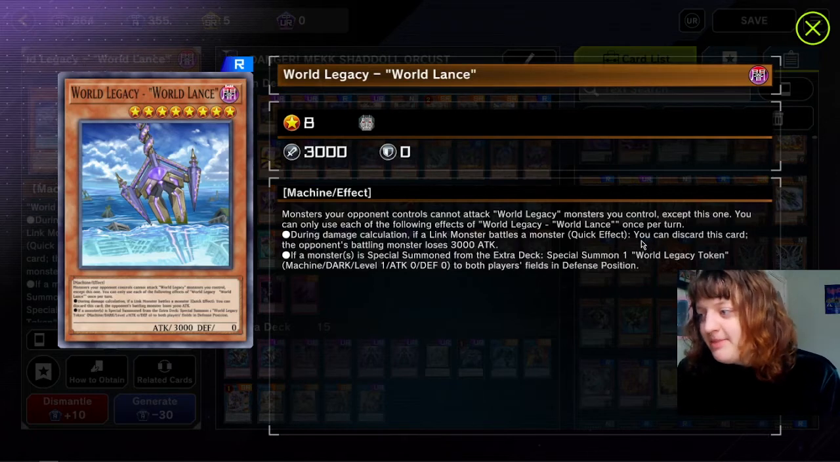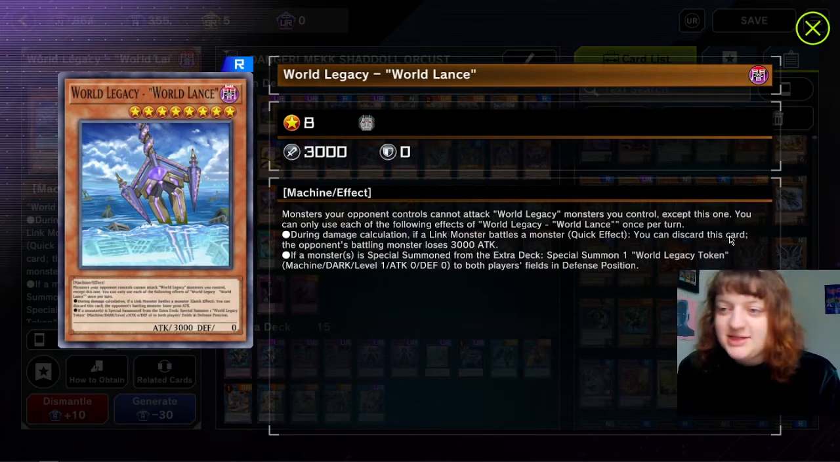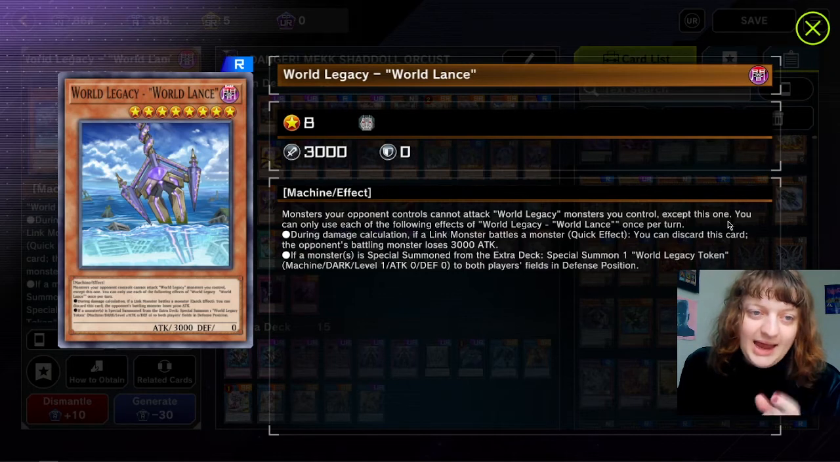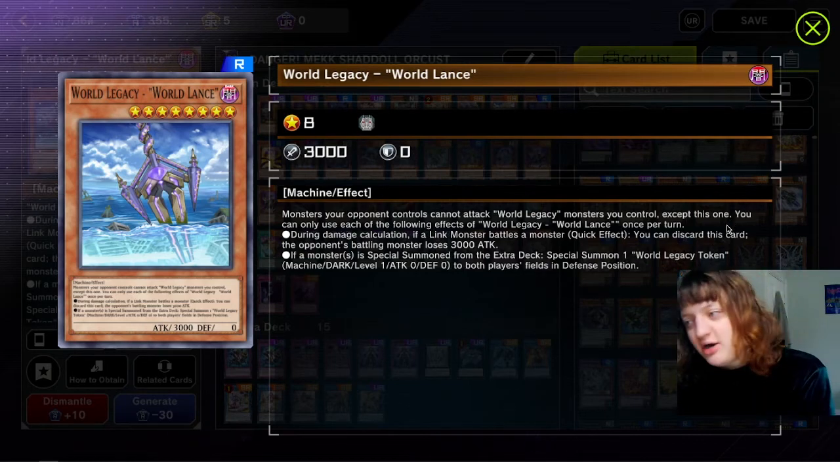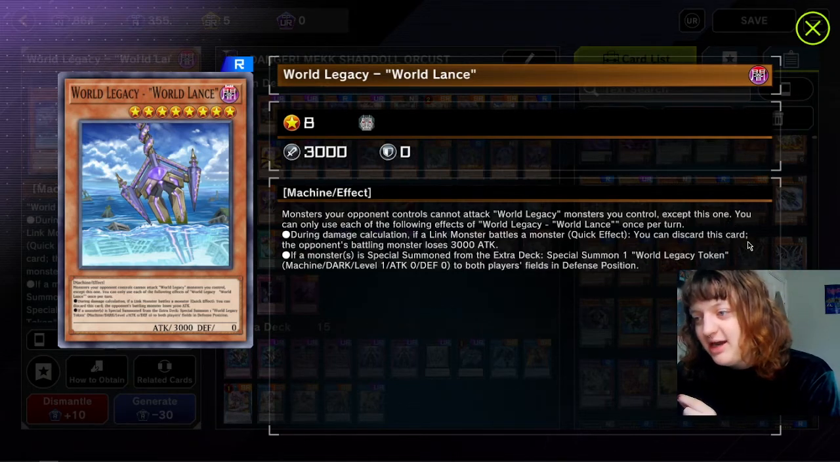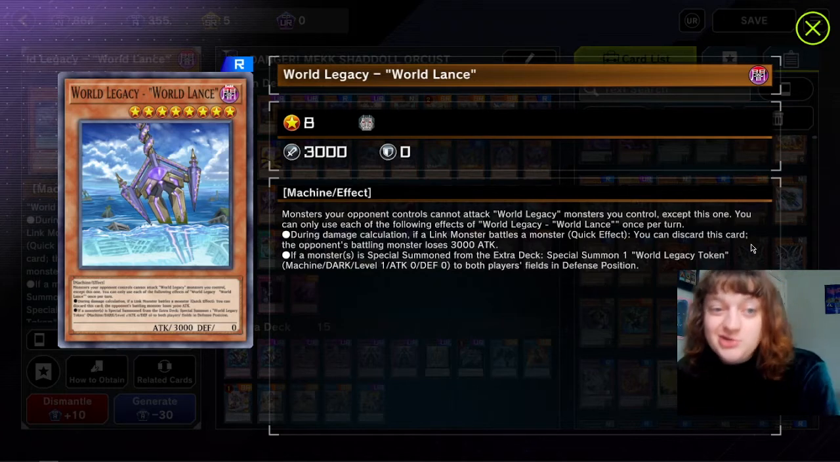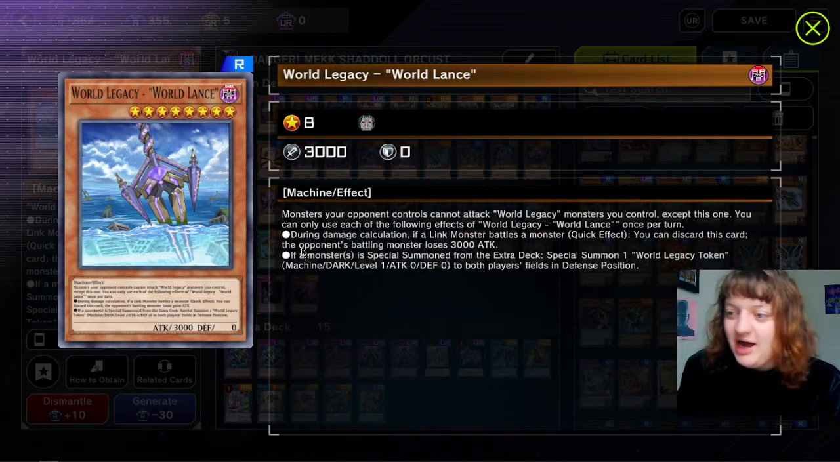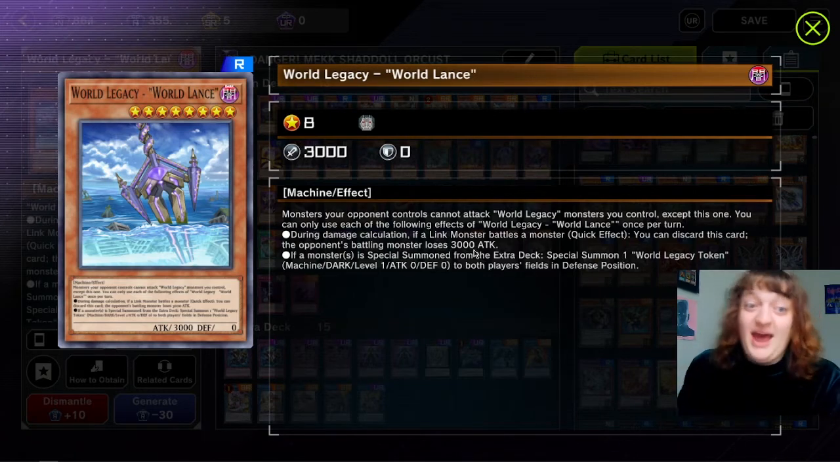So for example, you can discard this card. That means on activation, when you activate this card, you're going to discard it. Then the semicolon happens right there. And only on resolution of the chain is the battling monster going to lose the 3,000 ATK. The stuff after the semicolon is going to happen on resolution, right?